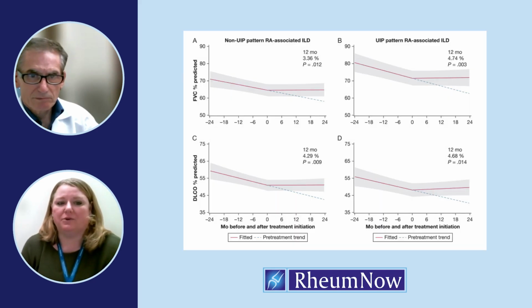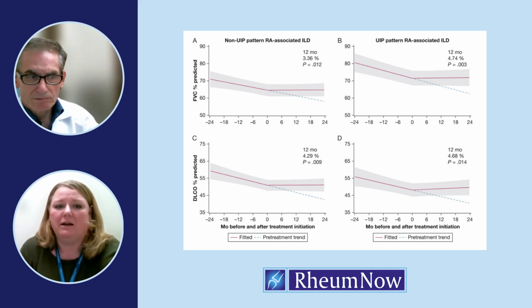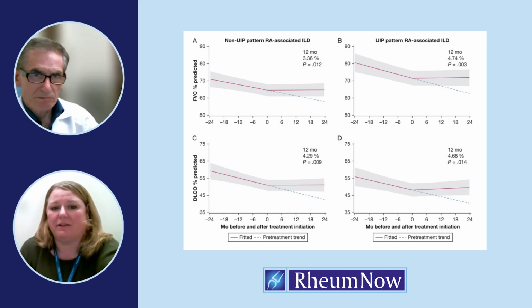And then this is the change over time in these patients with RA-ILD, and whether they were treated or not. Panel A is just the FVC, the forced vital capacity percent predicted over time. What you can see is that prior to starting therapy there was a decline, and then there was a stabilization to a slight improvement, similar from the non-UIP pattern to the UIP pattern.